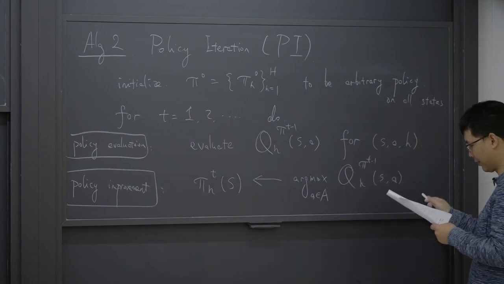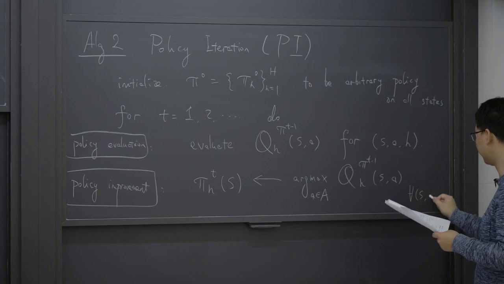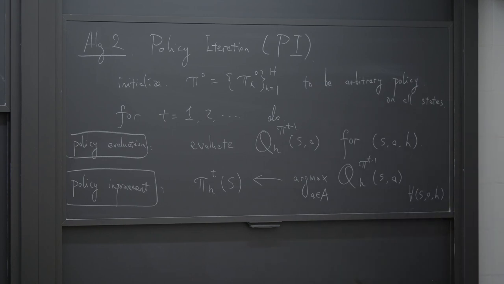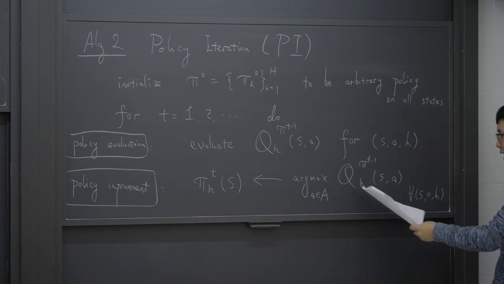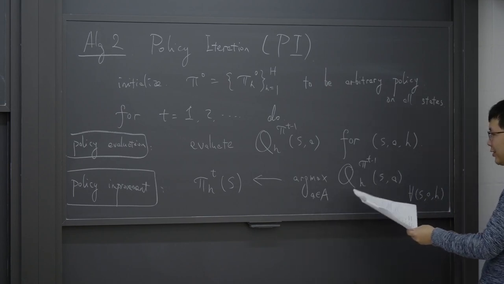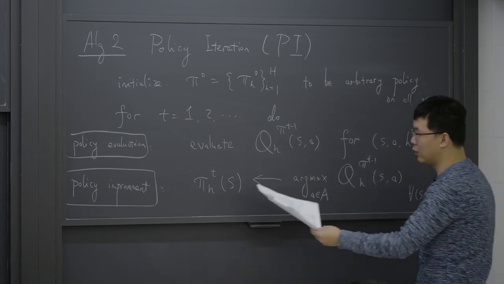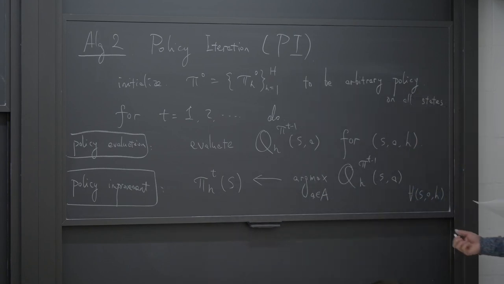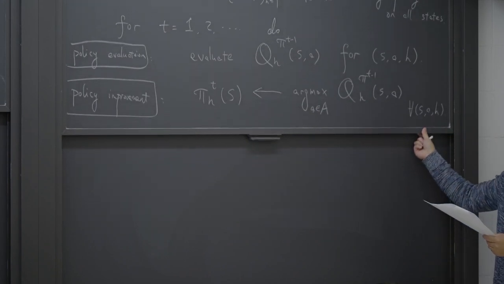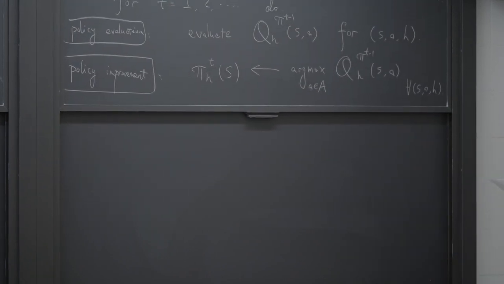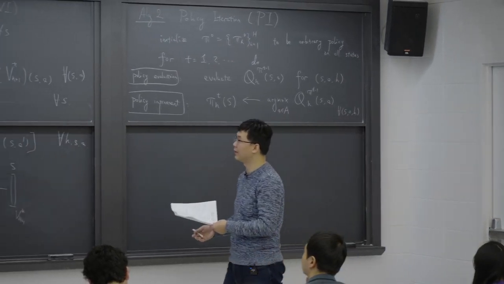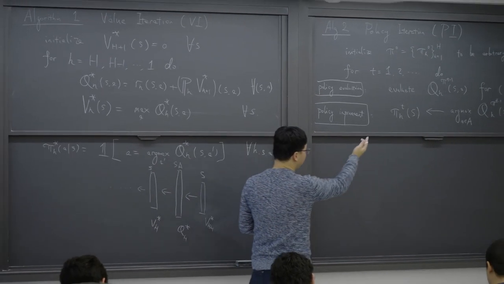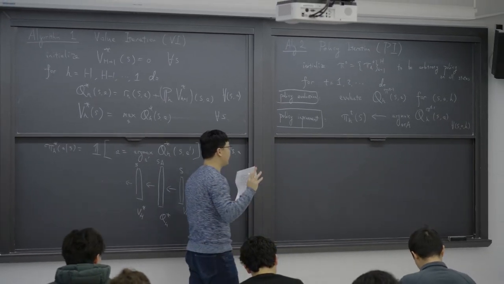We do this for all s, a, h pairs. What we are essentially doing is using the previous policy to evaluate its value, and then taking the greedy action that maximizes this value and making it the new policy. This is a slightly different approach from value iteration, which used the Bellman optimality equation; this just uses the original Bellman equation.